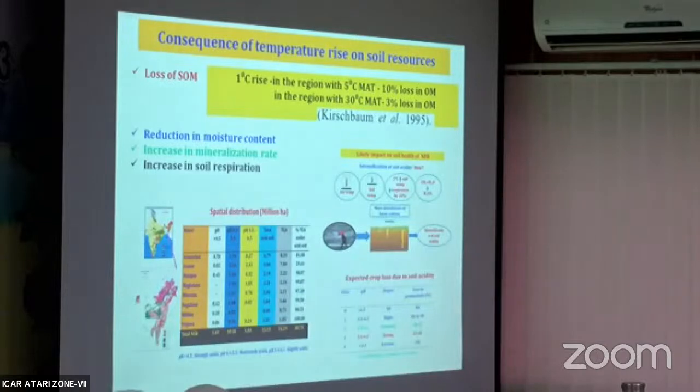The increase in mineralization rate is the same, because in soil a lot of mineralization is going on, whether of inorganic minerals or organic matter. Through mineralization we receive the nutrients for crop growth. If the temperature is increasing, the rate of mineralization increases, so a lot of nutrients will be released. If the rainfall is high, all the nutrients will be wasted. So these are the consequences.